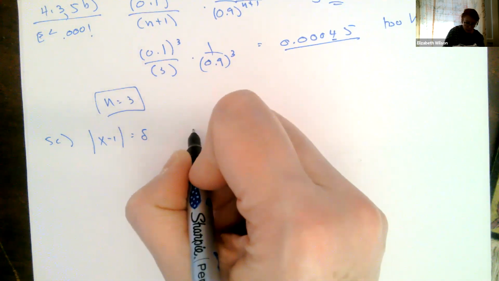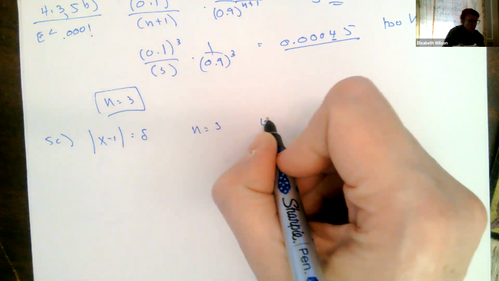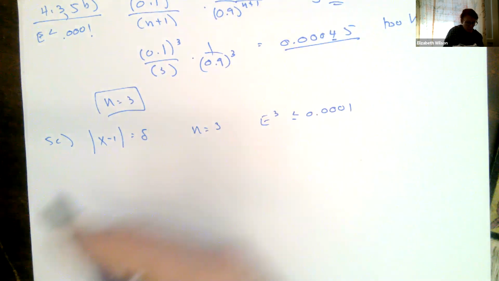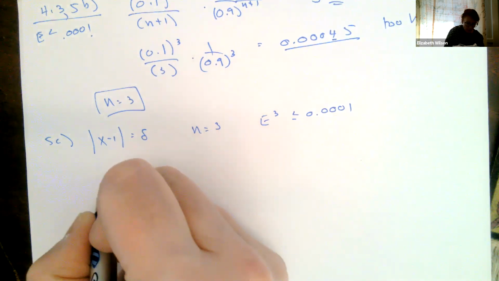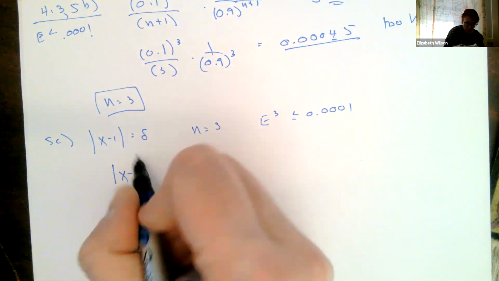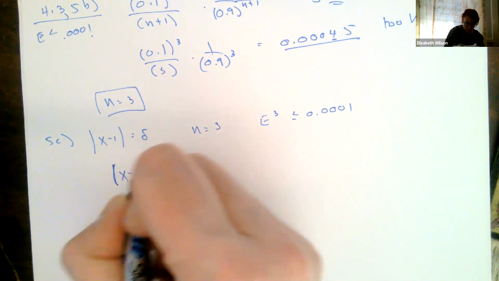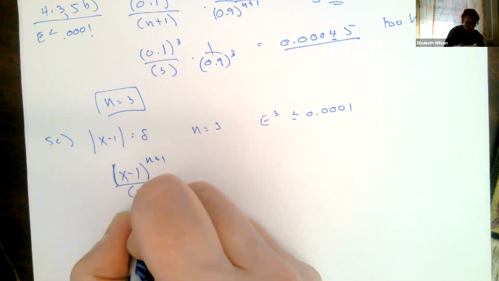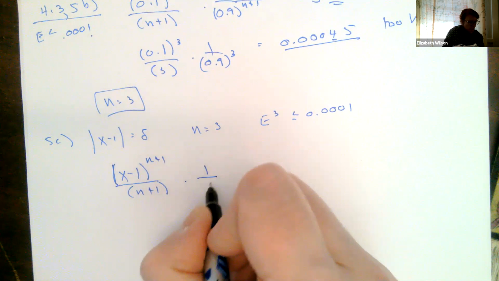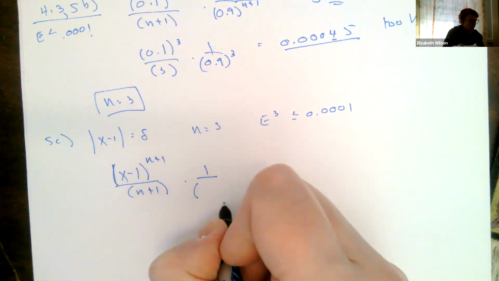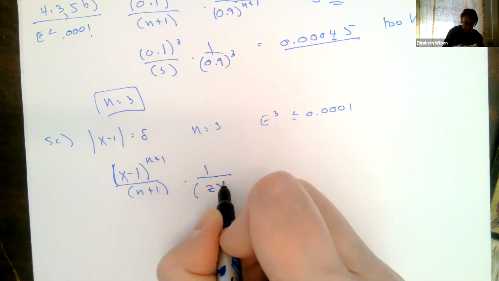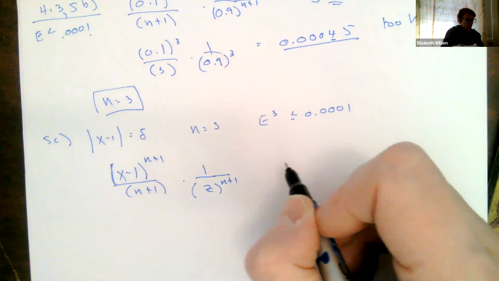And so we're fixing n equals 3 and the error to be less than 0.0001. So we need to find our delta. So I'm going to set this all up again. Instead of 0.1, I have to go x minus 1 to the n plus 1 all over n plus 1 times 1 all over, and we have to be careful. There's a whole calculation about delta and z again. So I'm going to go back to z to the n plus 1. So this is a tricky part.